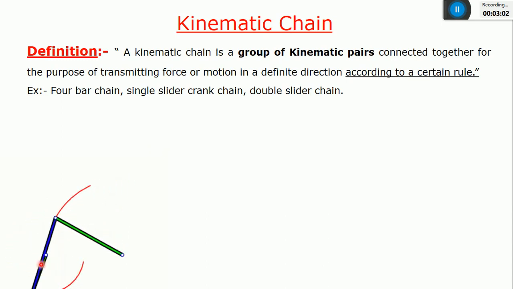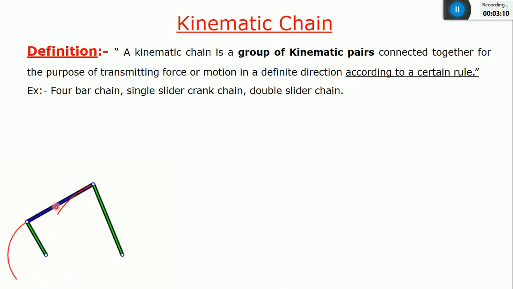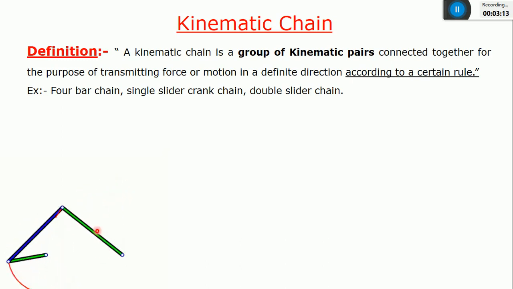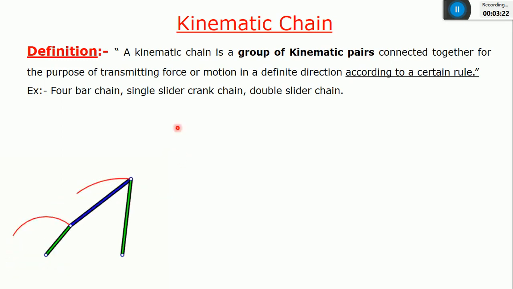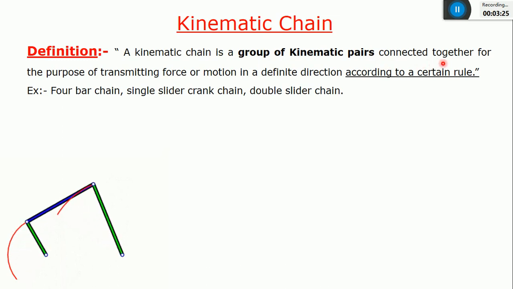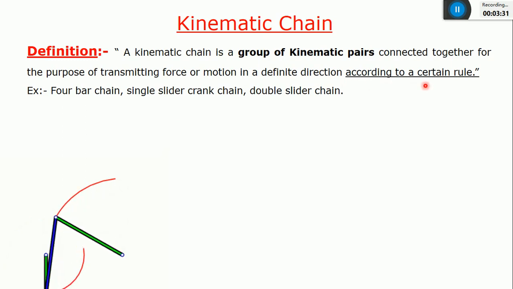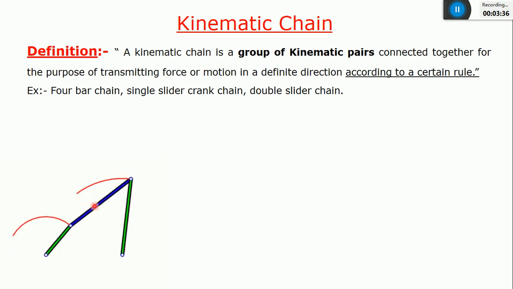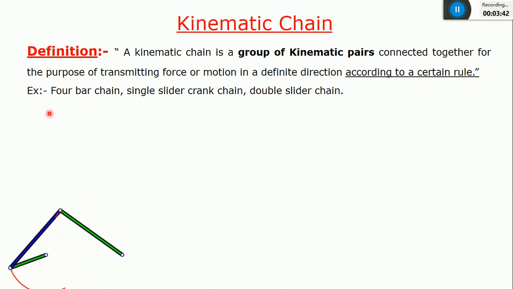When you consider any one point on this crank link one, it will follow a circular path. You can see a circular path. And when you consider any point on this rocker, this green color, it follows the same path. It is an oscillating type. It means a kinematic chain is a group of kinematic pairs connected together for the purpose of transmitting force or motion in a definite direction according to certain rule. The rule means this crank has to rotate in a circular path, and this rocker has to move in an oscillating path. That is the rule. Then only you can call it a kinematic chain.